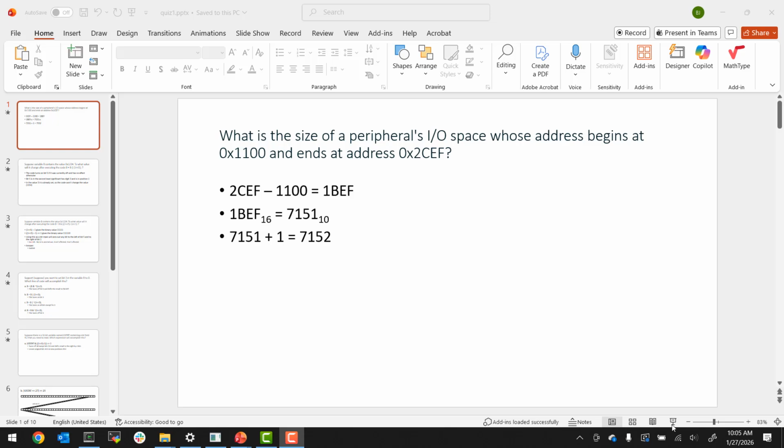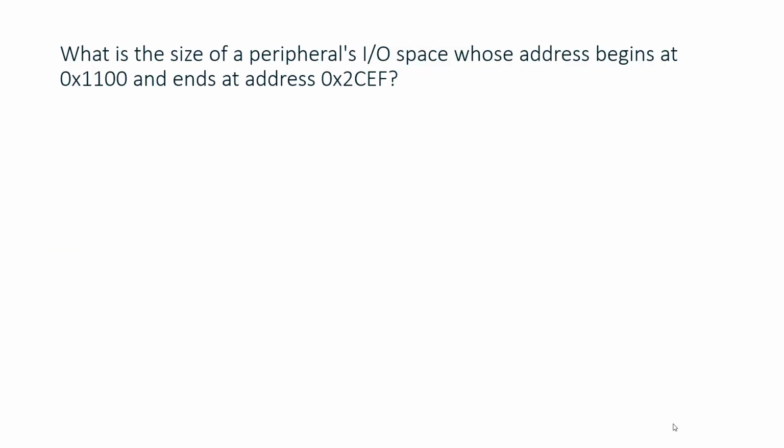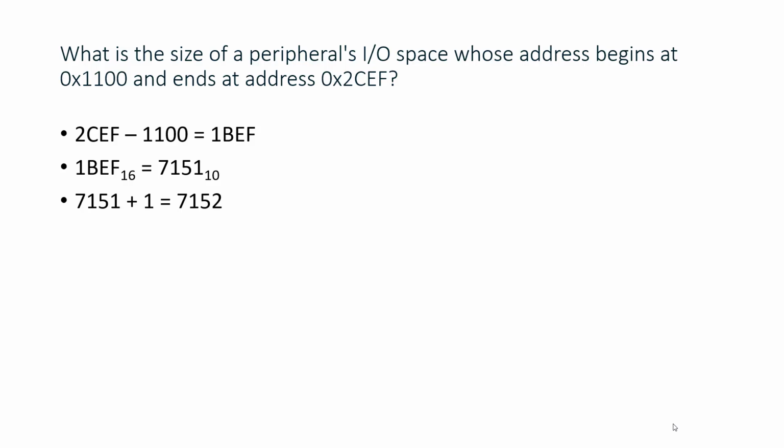Okay, so last week we had a quiz. I was going to go over that real fast to make sure everyone's clear on that. That had a question: what's the size of a peripheral's I/O space whose address begins at 1100 in hex and ends at address 2CEF in hex? So you subtract in hex, convert the difference to base 10, which is 1BEF in hex, 7,152 in decimal. And then you want to add 1 because it's an inclusive range.